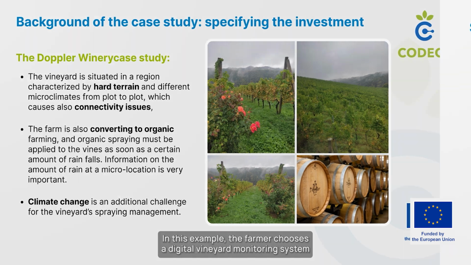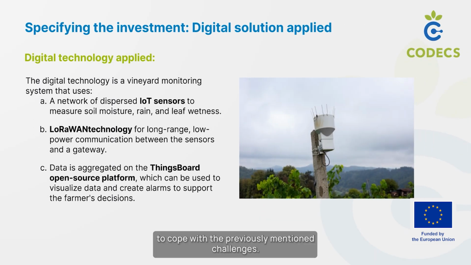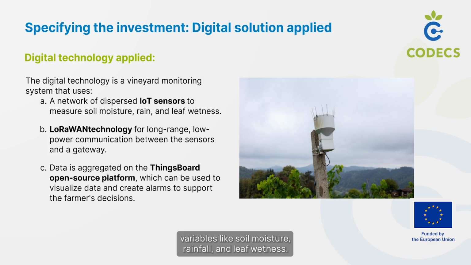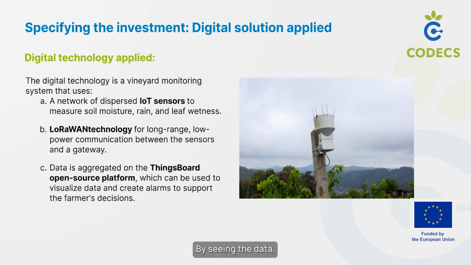In this example, the farmer chooses a digital vineyard monitoring system to cope with the previously mentioned challenges. The system includes IoT sensors that measure key variables like soil moisture, rainfall, and leaf wetness. The sensors communicate using LoRaWAN, and the data is displayed on Thingsboard. By seeing the data, the farmer can make better spraying decisions and avoid unnecessary treatments.